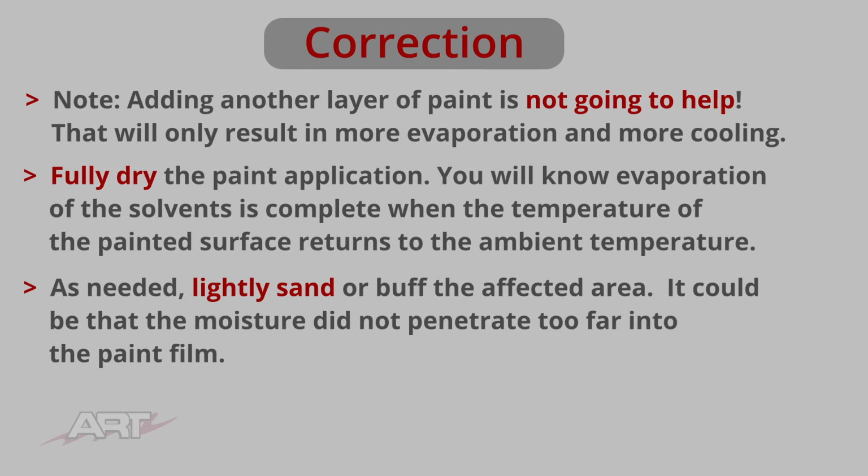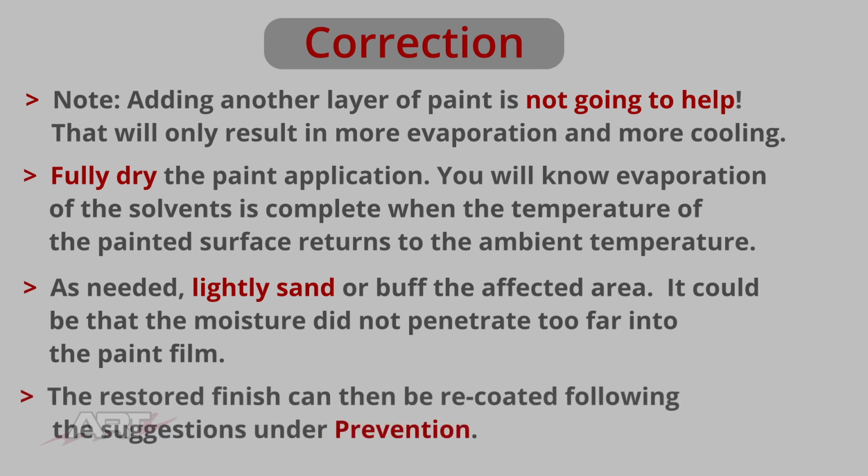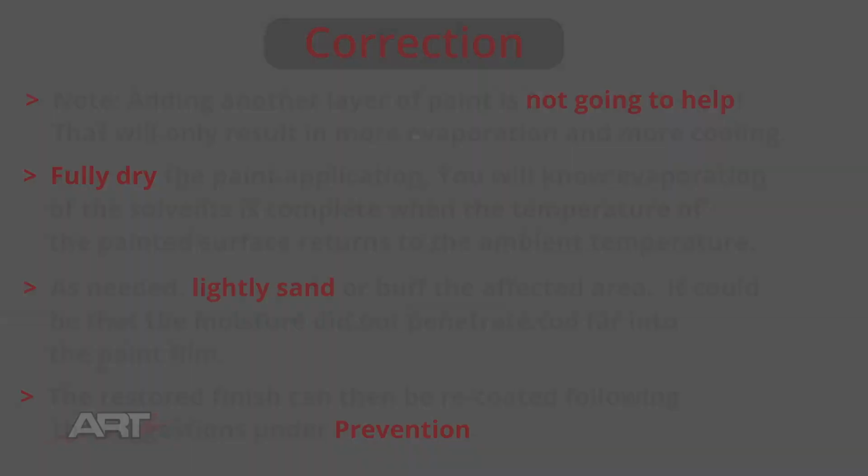It could be that the moisture didn't penetrate too far into the paint film. As we mentioned, it's still possible to have some blushing in a water-based paint. However, sometimes you find you can wipe the surface with alcohol, and that will reconstitute the surface, melting it, if you will. So after all that is done, then we can recoat following the suggestions under the list prevention, which might even involve waiting for some better weather.